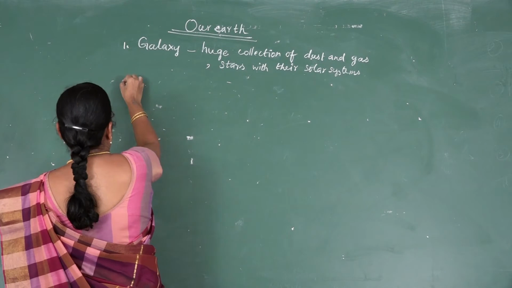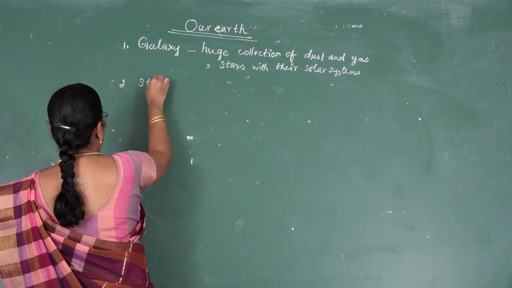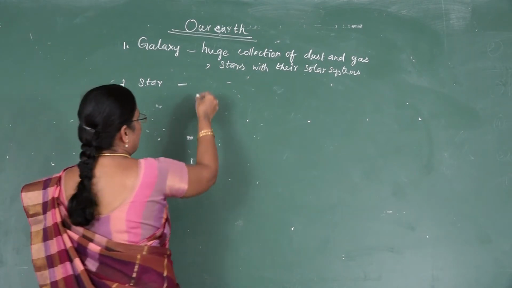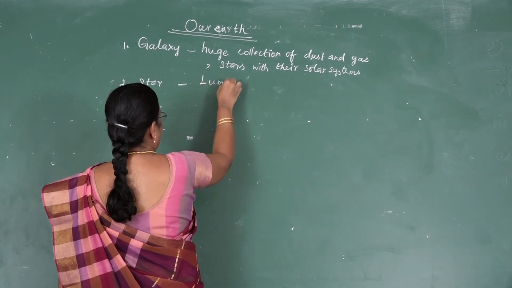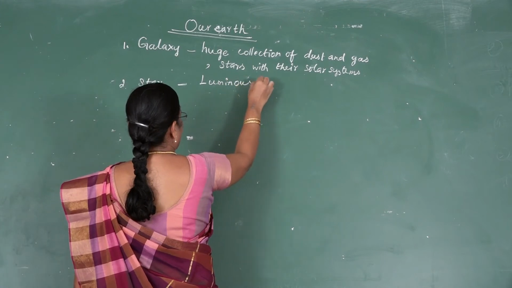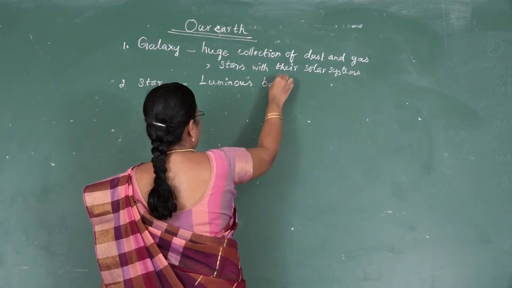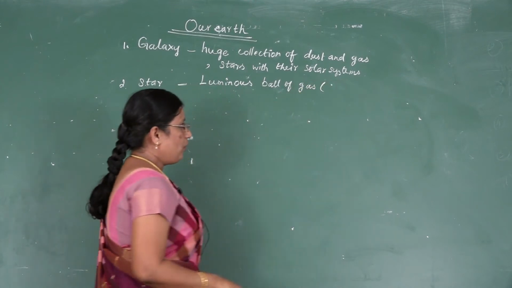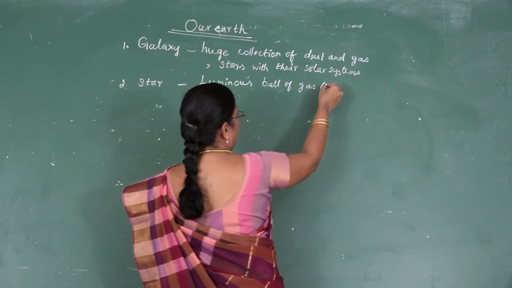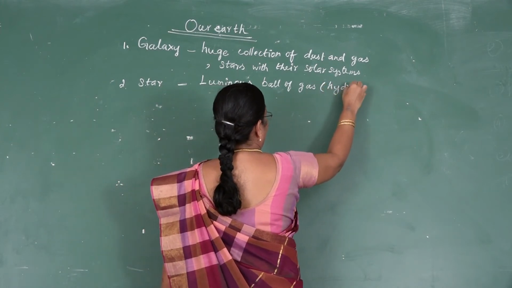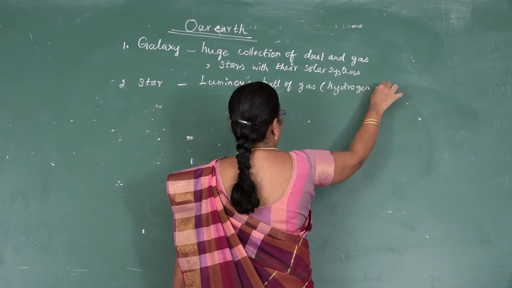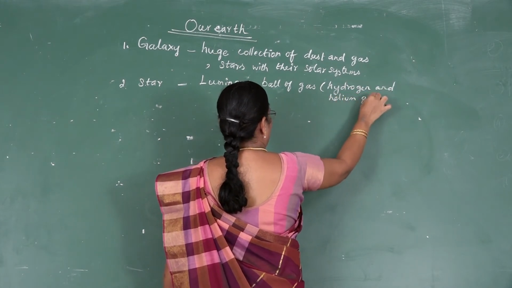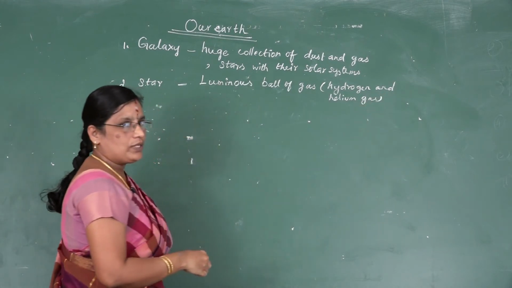The second one is star. Star means it is a luminous ball of gas. It consists of hydrogen and helium gas. They produce heat and light.